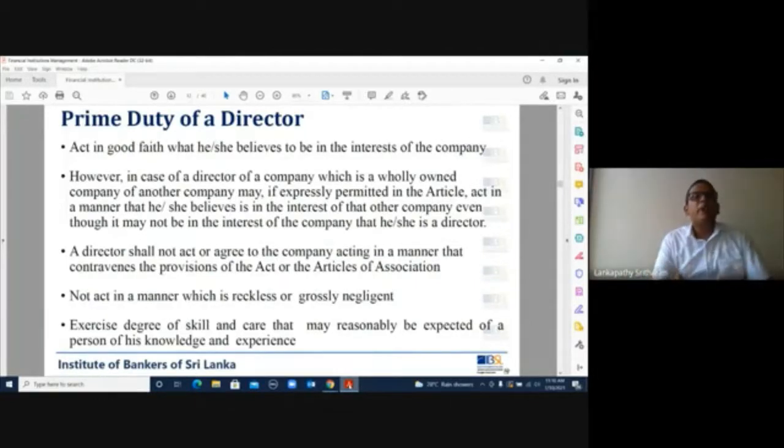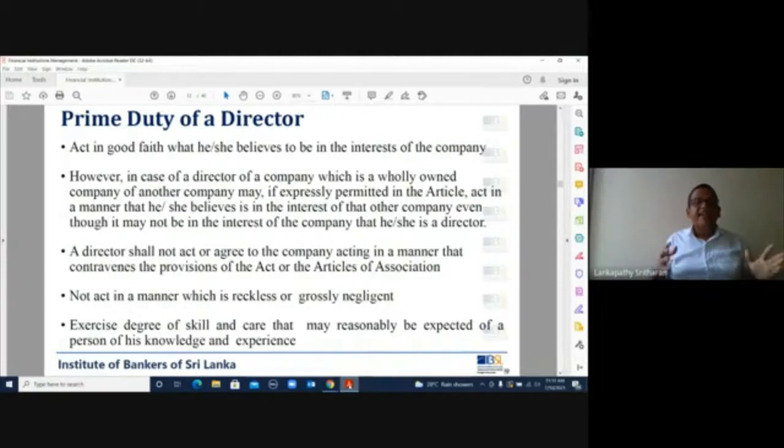These slides talk about the primary duties of a director. The first one is to act in good faith in what he or she believes to be in the interest of the company. The director can do whatever a director can do, but he has to act in good faith in the interest of the company.